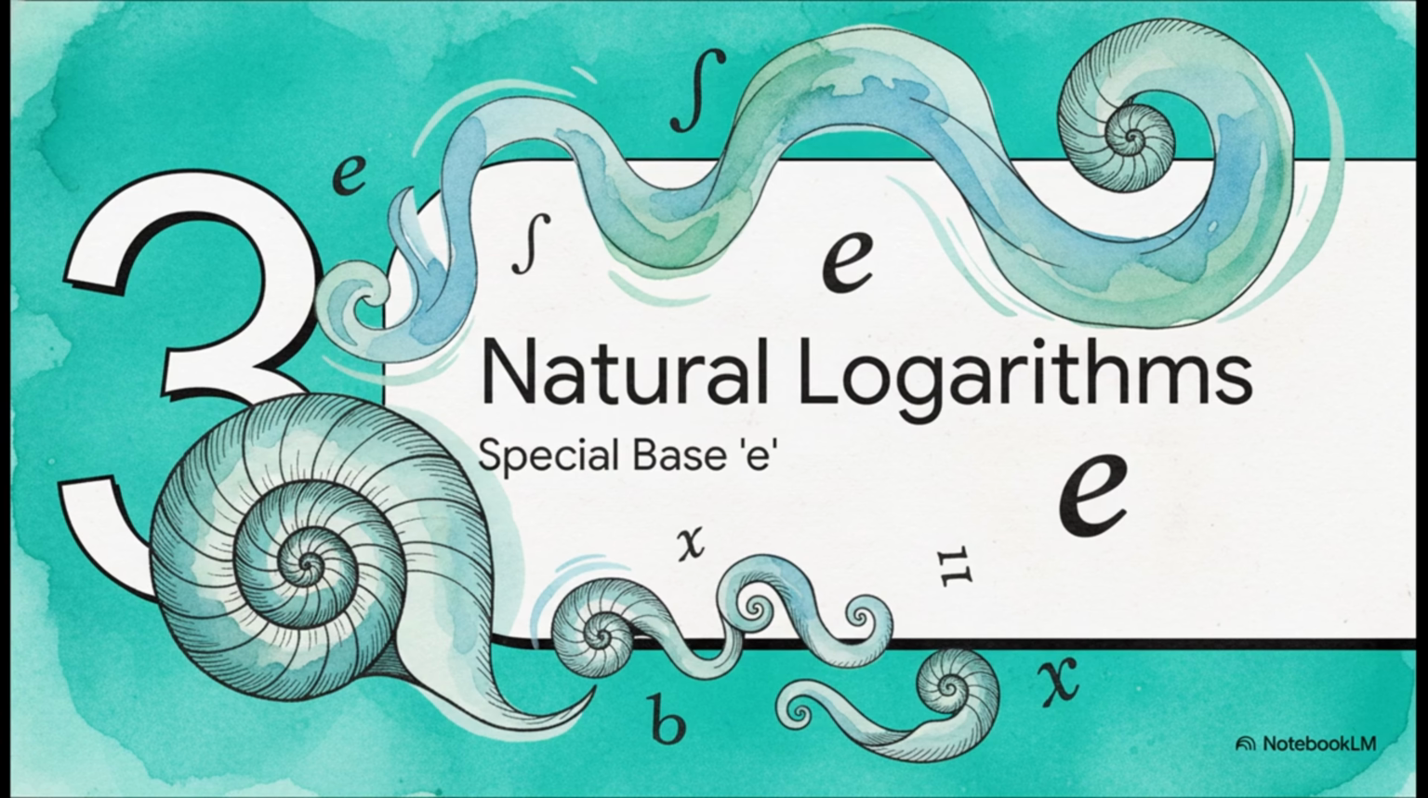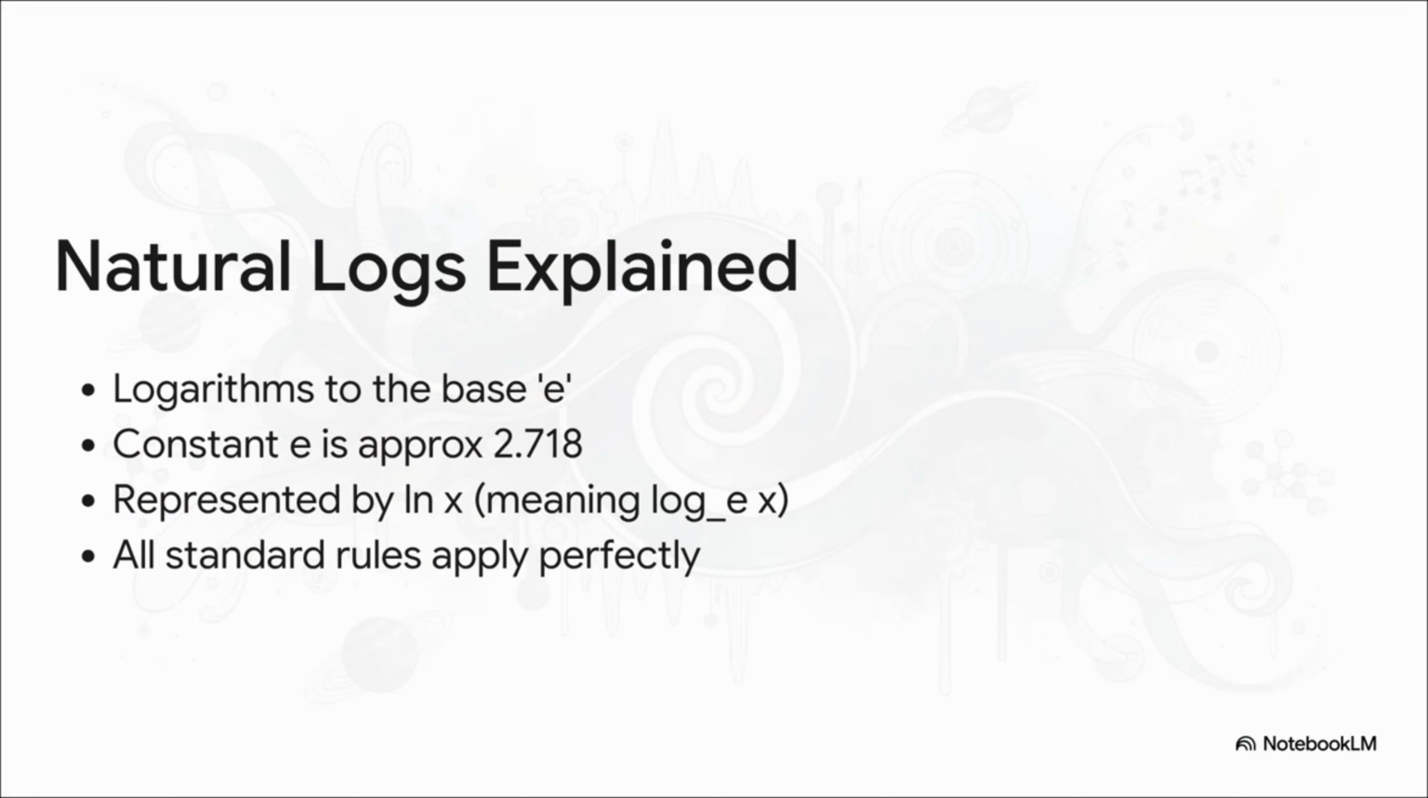Exploring natural logarithms, the special dialect of base e. So, you might hear the phrase natural logarithm and wonder what makes it natural. Simply put, it's just a logarithm that uses the base of e. Now, e is a famous mathematical constant, roughly equal to 2.718. But why does it matter?